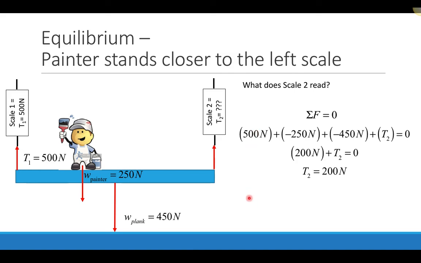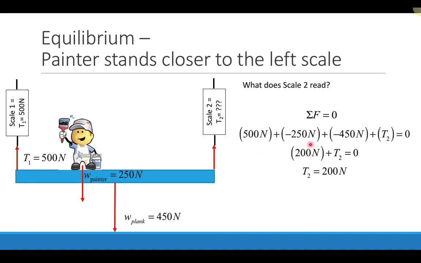I can go through that same process. I can make my way across. I have a positive tension holding up this plank here. I have the weight of the painter acting down, so it's negative. I have the weight of the plank acting down, so that's negative. And then I have the tension on the other side, which is acting up, and so that's positive.